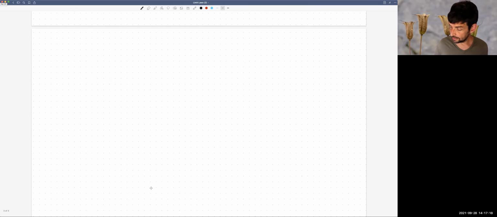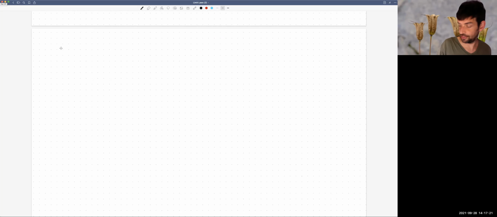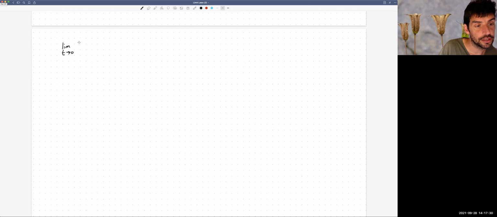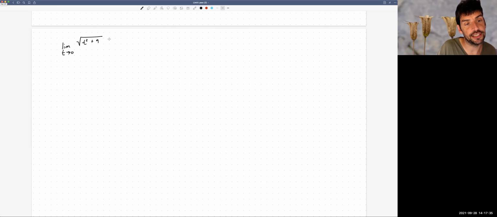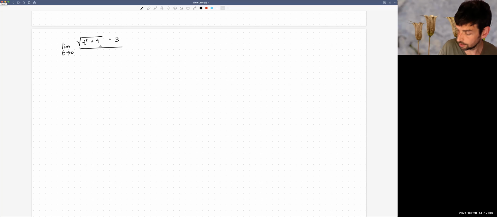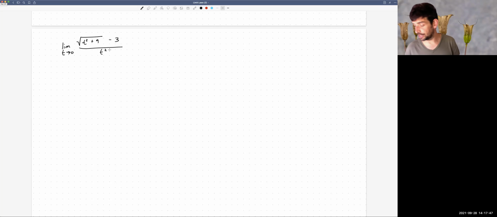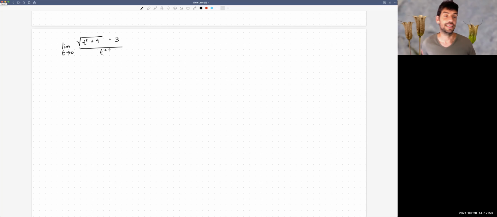These are going to be very similar to things we're going to see in the future. The limit as t goes to 0 of the square root of t squared plus 9, minus 3, over t squared. Right? So if you look at this function and put in the value 0 for t, you'll get 0 over 0, which is not defined.